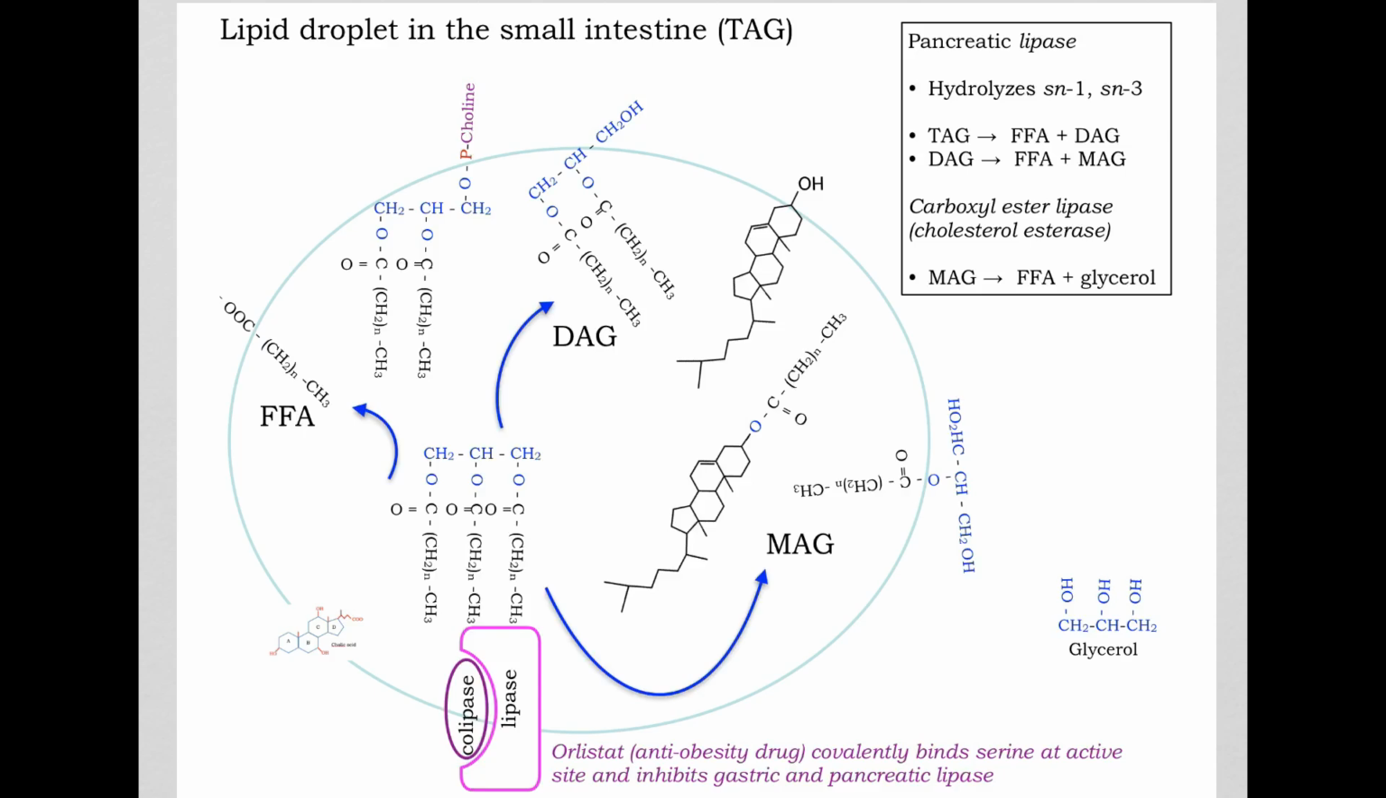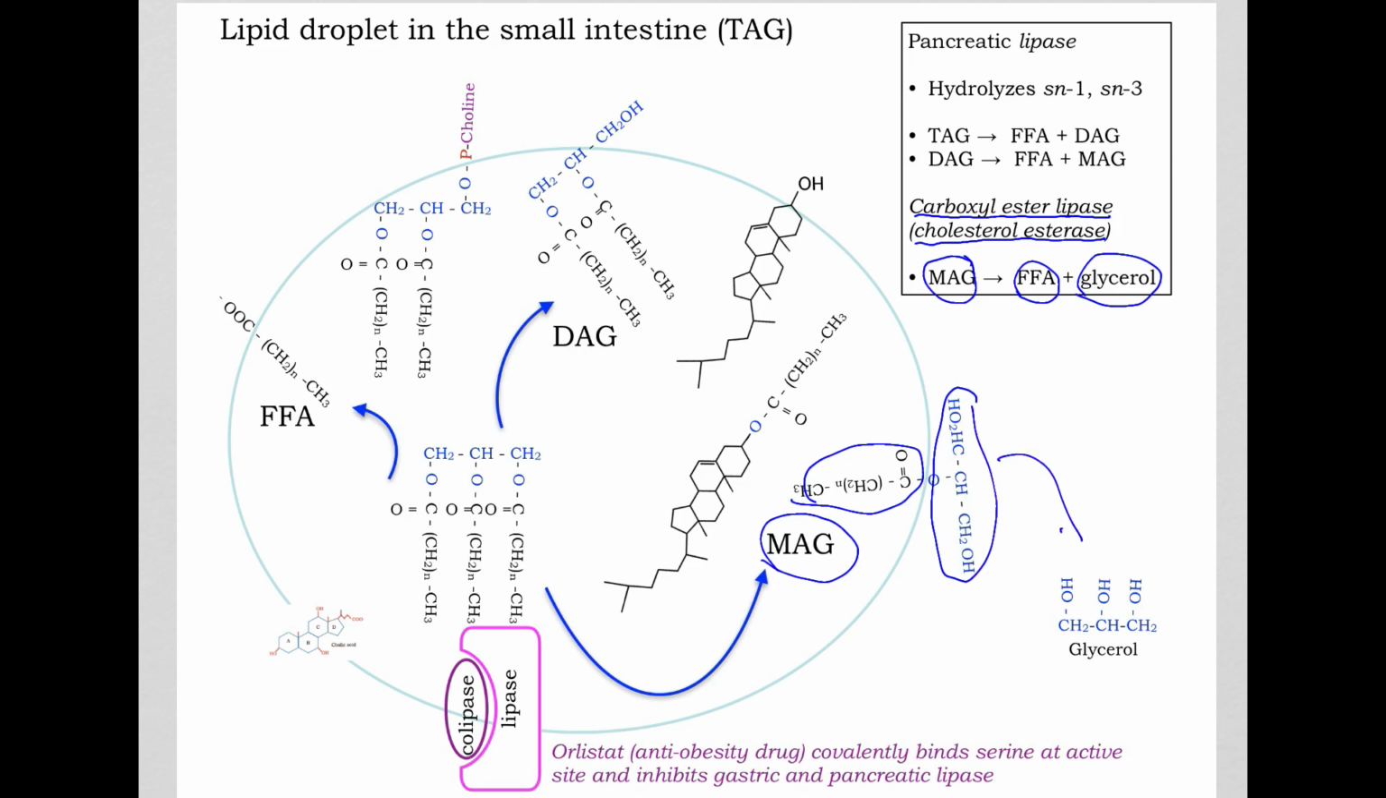Another enzyme called carboxyl ester lipase, also known as cholesterol esterase, will then break down the monoacylglycerol into free fatty acid. So this will come out as free fatty acid, as well as glycerol. So this will come out as the water-soluble glycerol.